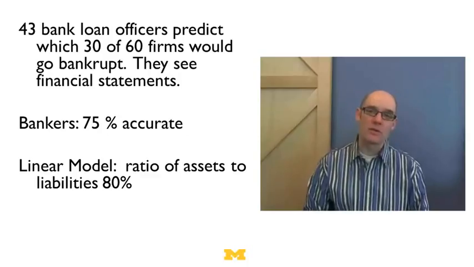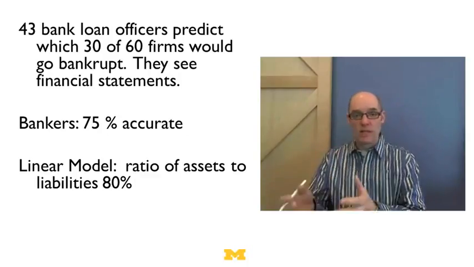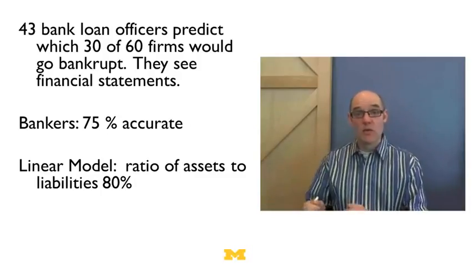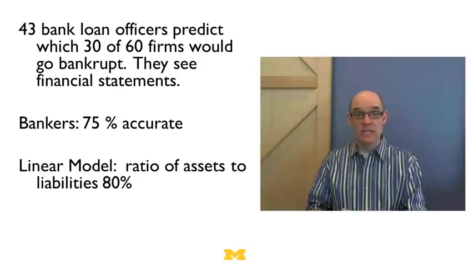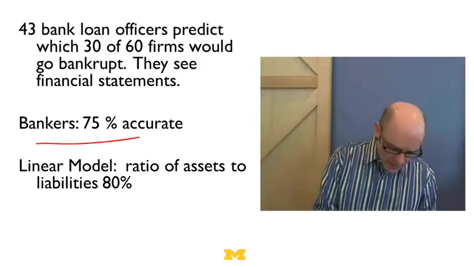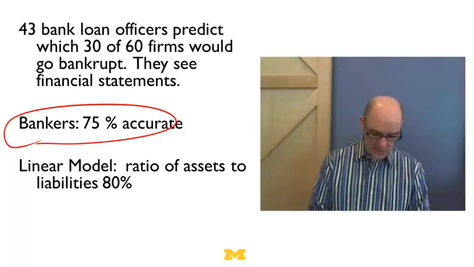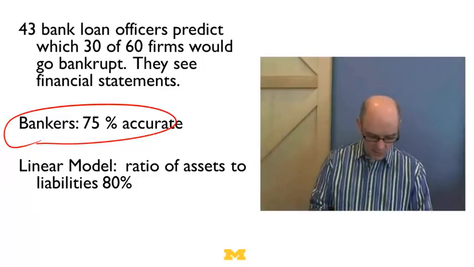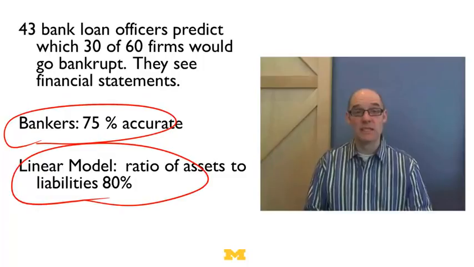So for example, here's one case. You have 43 bank loan officers, and they're trying to predict whether these firms were going to go belly up or not, whether they'd repay their loans. And so they were given 60 loans, 30 of which it was already known had failed, and 30 of which it was already known had succeeded. And they asked these people to predict what was going to happen. Now these bankers, they're pretty smart. They were 75% accurate, so that's actually pretty good. But if you took a simple linear model just based on the ratio of assets to liabilities of the people taking out the loans, that was right 80% of the time. So the models beat the people.